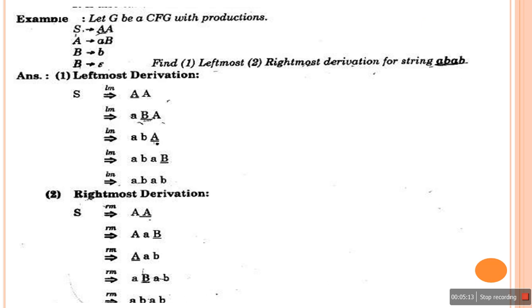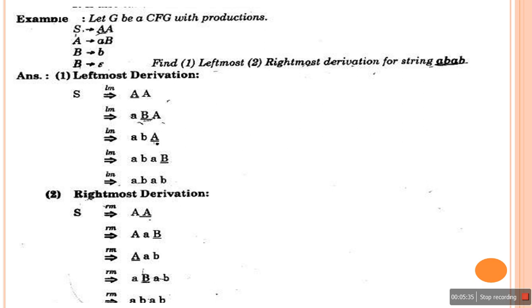We'll take another example. Let G be a context-free grammar with production rules S → A, A → AB, B → b, and B → null. Here also we have to find the leftmost and rightmost derivation for the string AB. So we'll take first the leftmost derivation. We'll start from S → A.